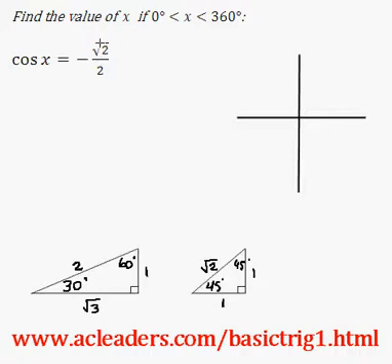Cos of x is negative root 2 over 2, and we want to find x between 0 and 360 degrees.